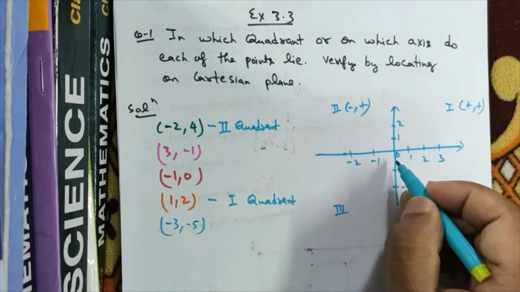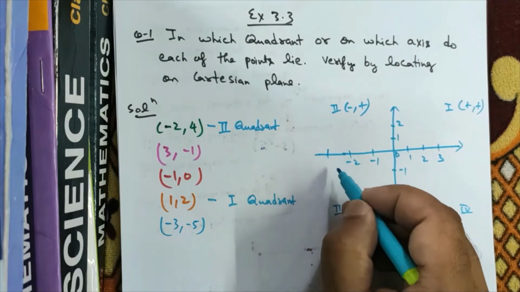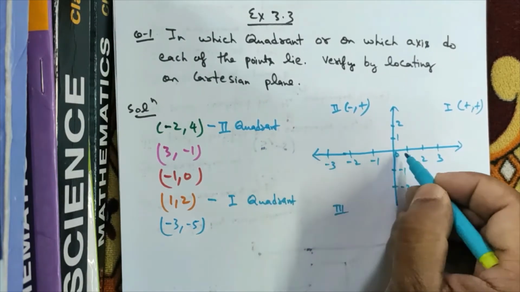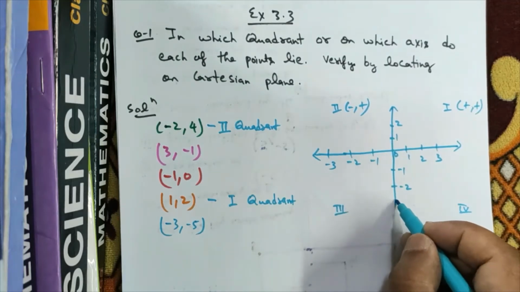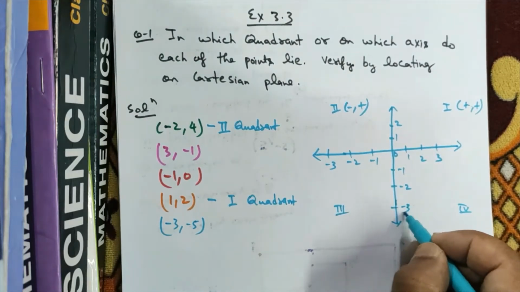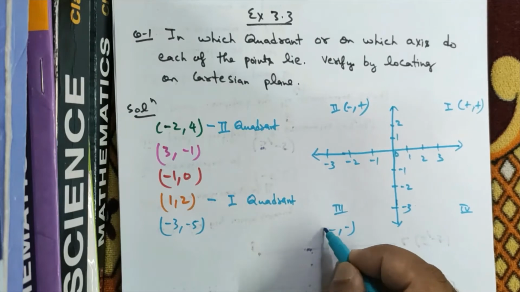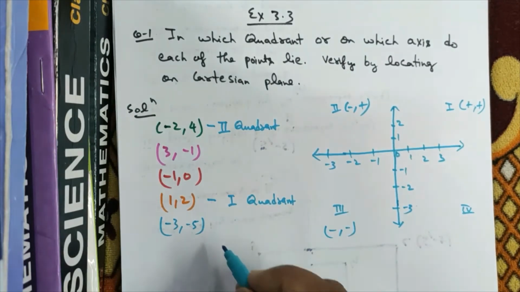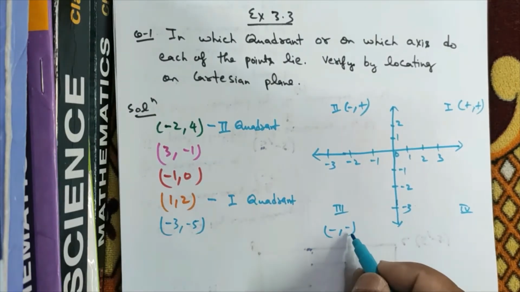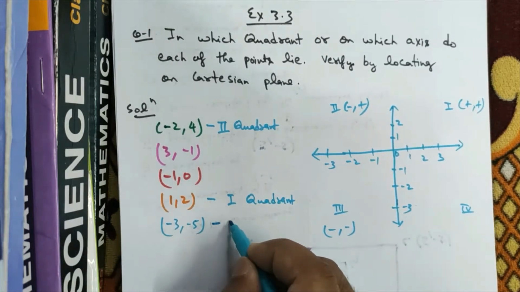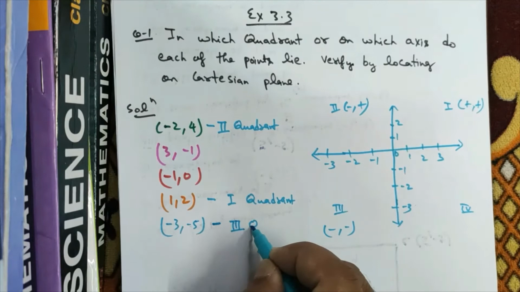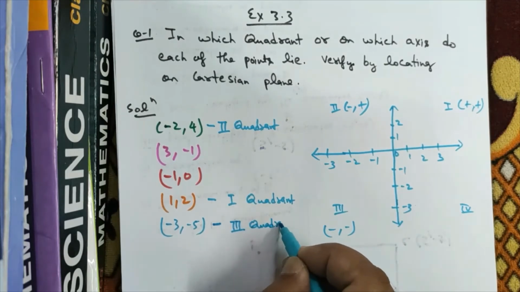In the third quadrant, the value of x is also negative and the y is also negative. So this will be minus and minus. Is there any point which is having both x and y coordinate negative? Yes, this point. So this will be in the third quadrant. Hope this is clear to you.